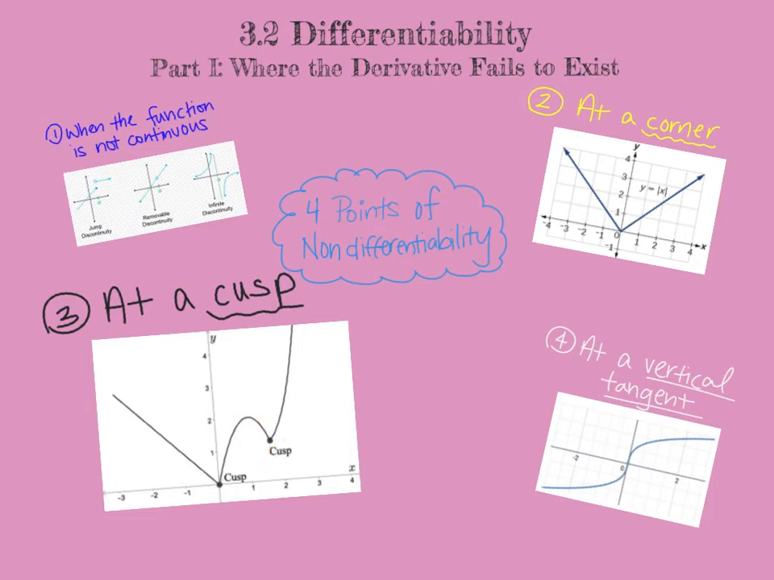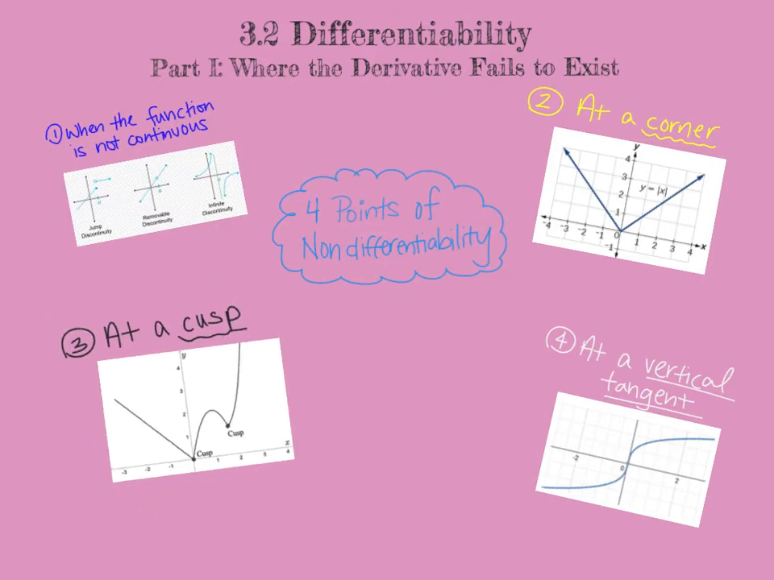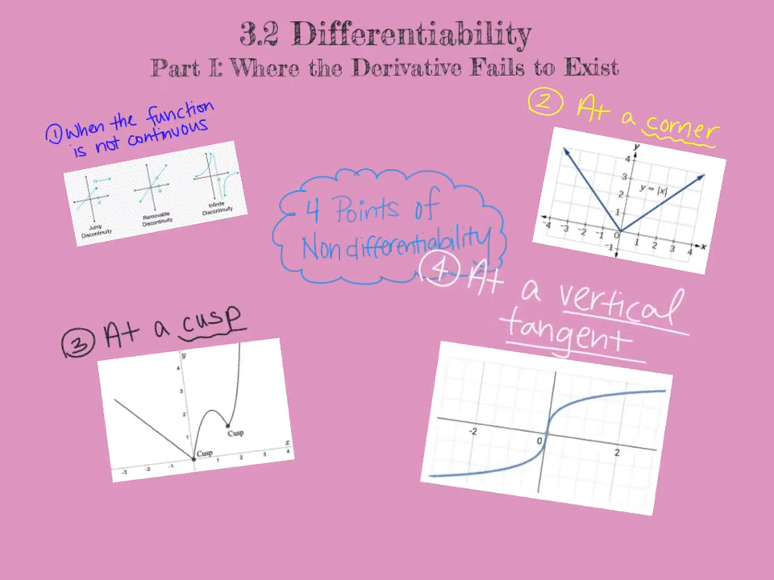So the function is not differentiable at these 2 points, at x equals 0 and like x equals maybe 1.8 or so. The last spot in which we would have a point on our graph that's not differentiable would be if we were to draw a vertical tangent.